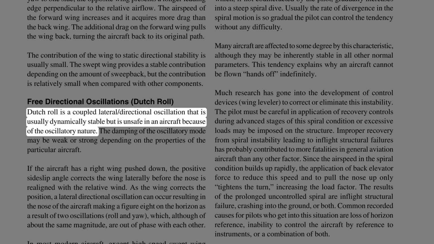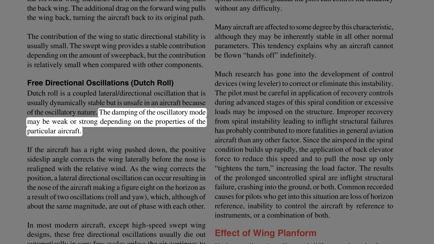Dutch roll is a coupled lateral, directional oscillation that is usually dynamically stable but is unsafe in an aircraft because of the oscillatory nature. The damping of the oscillatory mode may be weak or strong depending on the properties of the particular aircraft.